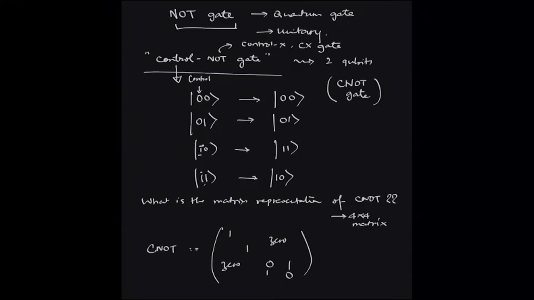And it's clear that when this is 1, it's going to flip this. That's why it has off diagonal elements. So this is the matrix representation of the control NOT gate. This is another quantum gate which we have seen. The Hadamard gate was acting on one qubit, and it was creating a superposition state, which is fundamentally quantum mechanics. And this CNOT gate is acting on two qubits, and it is given by this matrix representation.